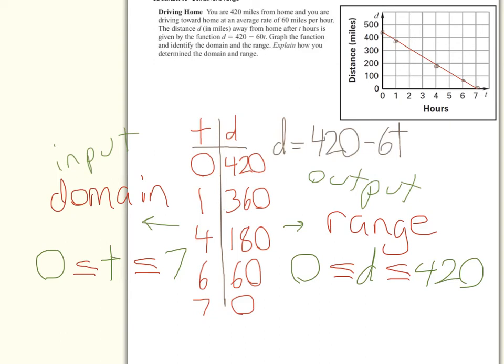Now our range is between 0 and 420. In other words, our distance is any number that is between 0 and 420. Reading this left to right, we're saying 0 is less than or equal to the distance, which is also less than or equal to 420. And if you think about that sentence, what you're saying is any number that is between 0 and 420.